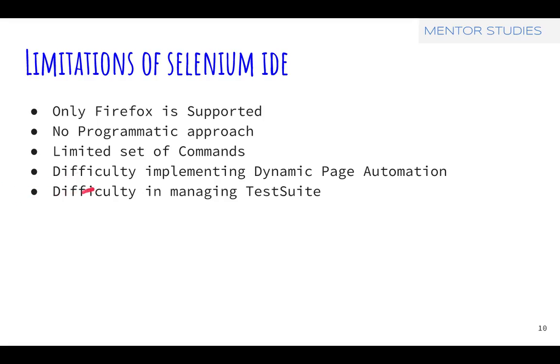Difficulty implementing dynamic pages. We have already seen some pages that are very dynamic. The link is not available, as in the case of the Yahoo page or Google search. Once you search some item on Google, the results are not static all the time, they're dynamic every single time. You may not find the same result with the same keyword every time. So that page is very dynamic, and it's very difficult to implement automation using Selenium IDE on such dynamic pages. Also, test suites are very difficult to manage.